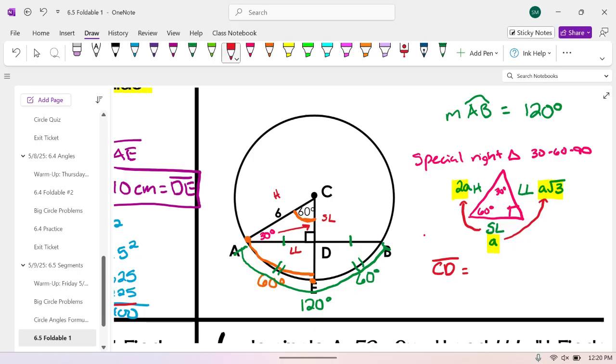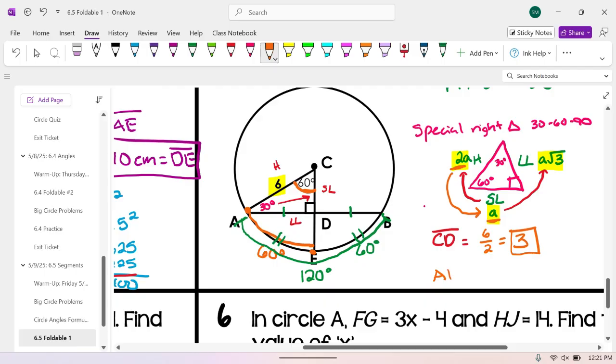If the hypotenuse is twice the short leg and my hypotenuse is 6, how long is the short leg? So guys, how do I get from A to 2A? What do I do? Not 2 times 6. Remember, we're going from hypotenuse to short leg. So how do I get from 2A to A? You divide by 2. So I got to do 6 divided by 2, which is 3. So CD is equal to 3.